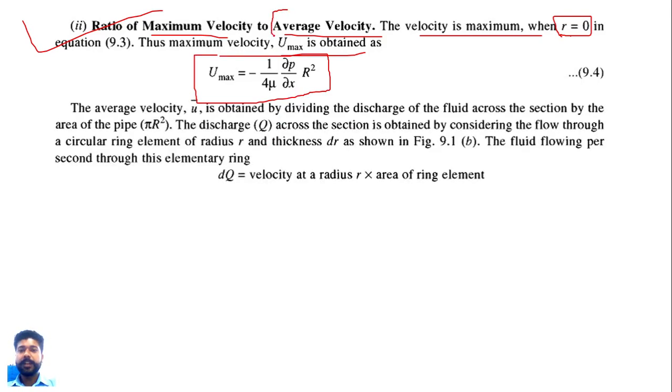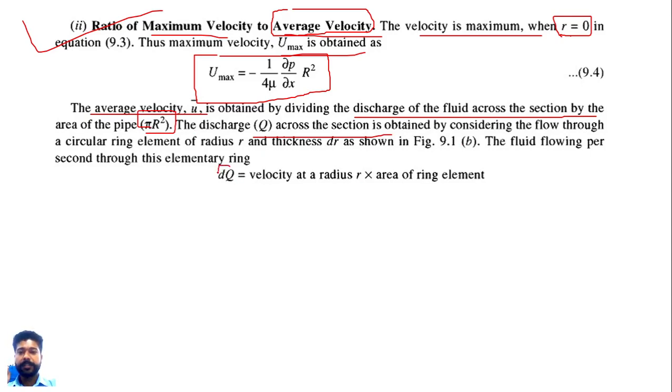The second thing we need to find is the average velocity. This average velocity we will find from the discharge of the pipe. So let us first find the discharge from the pipe, and from that discharge we will find the average velocity. The average velocity u is obtained by dividing the discharge by the fluid cross section area, and the cross section area is pi R square.